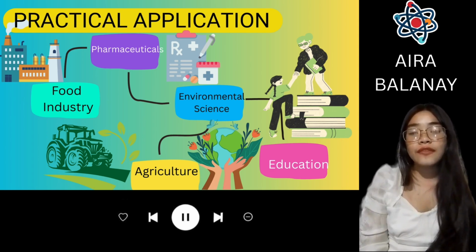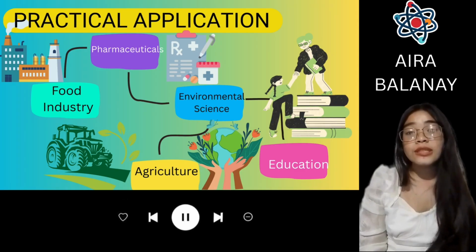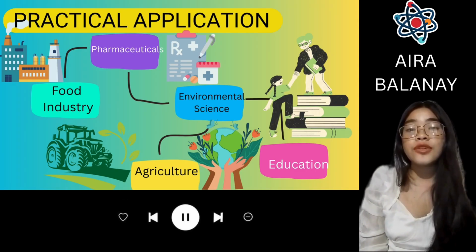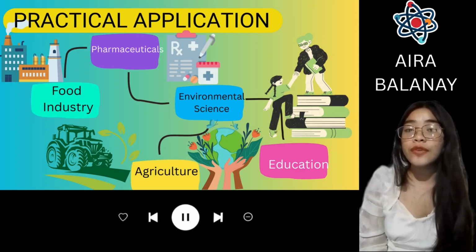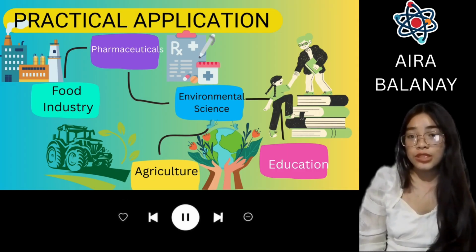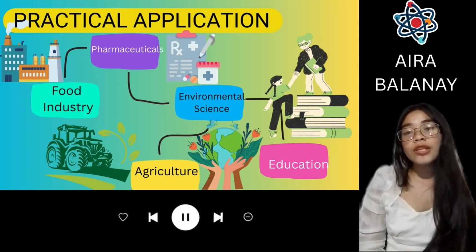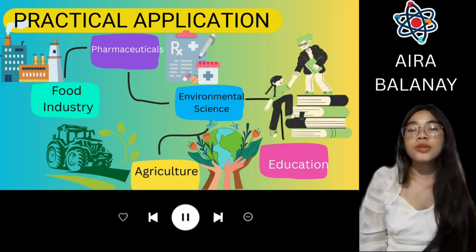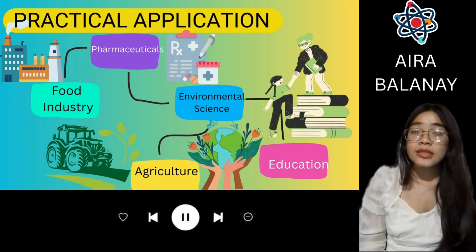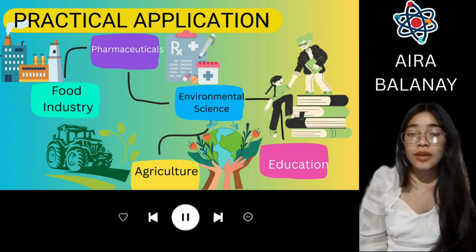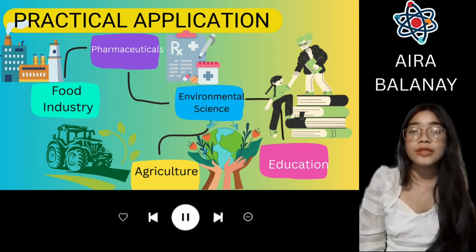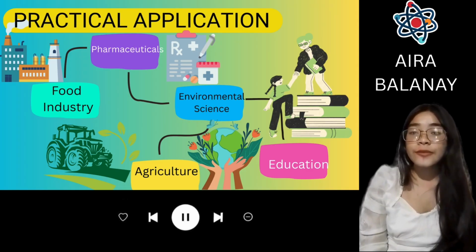The second field is the food industry. In the food industry, titrimetric methods monitor food quality and composition. The food industry uses titrimetry to analyze various food components. This includes determining the acidity or alkalinity, such as the acid content in fruit juice. It also measures preservative levels and assesses vitamin concentration, such as vitamin C.